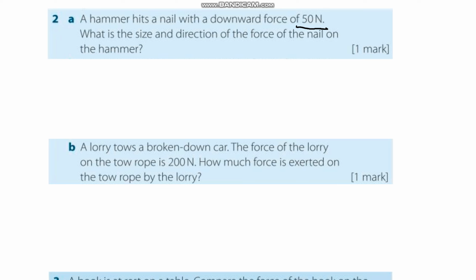So equal and opposite means that the size of the force, or magnitude is the fancy physics way of saying size, is going to be 50 newtons, and the direction of that force is going to be upwards. Okay, again it's just one mark. We don't need to say the words magnitude and direction to get that mark.